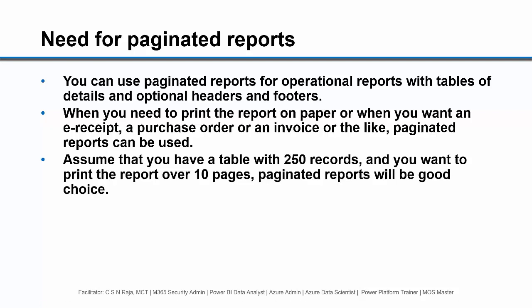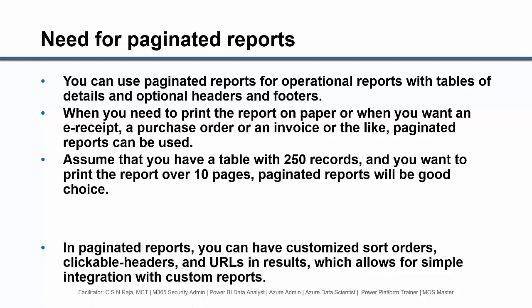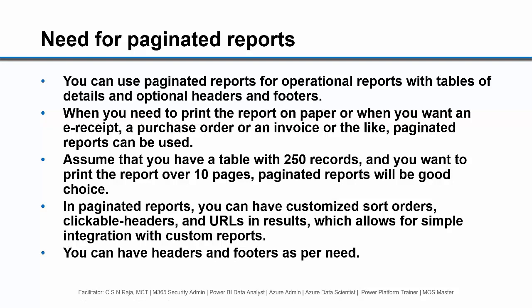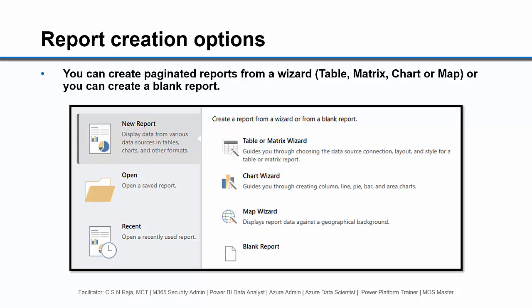Assume that you have a table with 250 records and you want to print the report over 10 pages. Paginated reports will be a good choice. In paginated reports, you can have customized sort orders, clickable headers, and URLs in results, which allows for simple integration with custom reports. You can have headers and footers as per need. You can create paginated reports from a wizard, such as a table or matrix wizard, a chart wizard, or a map wizard, or you can simply create a blank report.